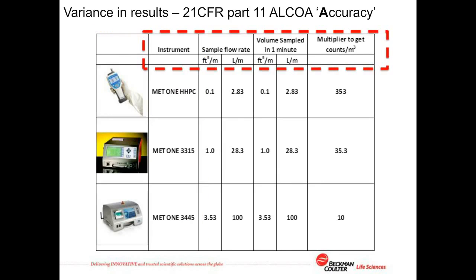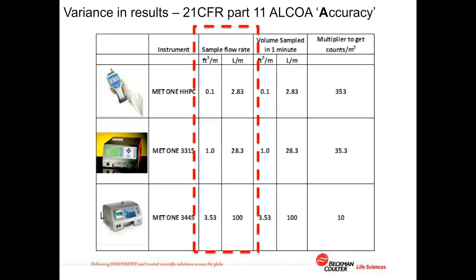And if we look at those instruments and look at the different sample rates they sample at and the volumes they sample, and therefore the multiplier they need to get to counts per cubic meter, it's very different. So the small handheld one only runs at 0.1 cubic feet per minute or 2.83 liters per minute, whereas the old obsolete MET1 3315 used to run at 1 cubic foot, so it's 10 times the flow rate of the small handheld. And the modern MET1 3445 runs at a higher flow rate, this time 3.53 cubic feet per minute and 100 liters per minute.